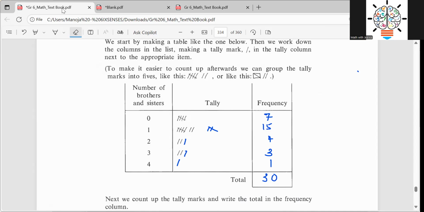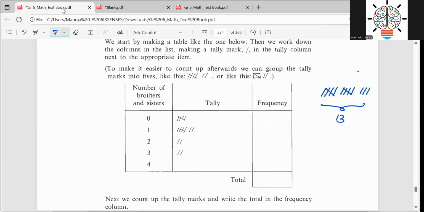What do you mean by the tally marks, children? You have done this in your lower grades too. You just use sticks, lines: 1, 2, 3, 4, 5. Then when you want to show 6, you keep a small space: 6, 7, 8, 9, 10, 11, 12, 13. So if I want to represent 13, this is how I draw the tally mark.